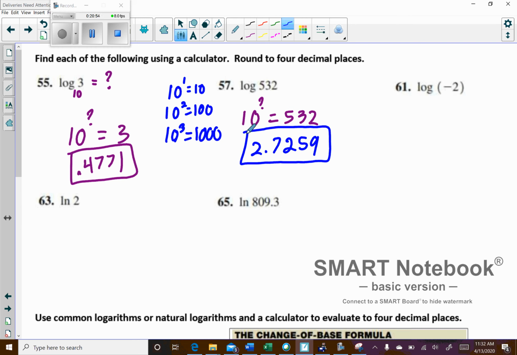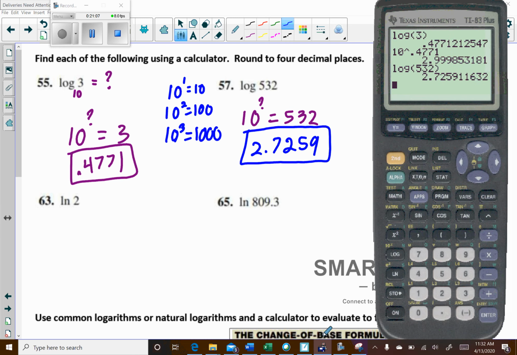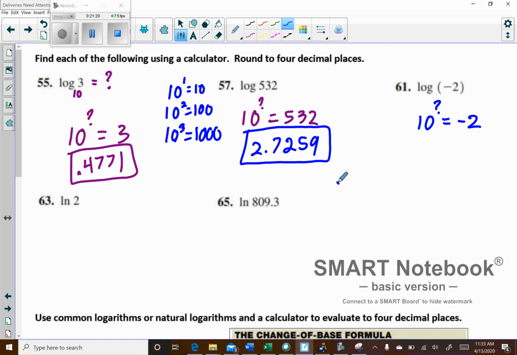Okay, looking at 61, once again, I want to write it down in exponential form to think about this. So 10 to what power would give me -2? That's weird. Well, let's go ahead and just plug it in. So log of -2. Non-real answer. Error. What is going on here?